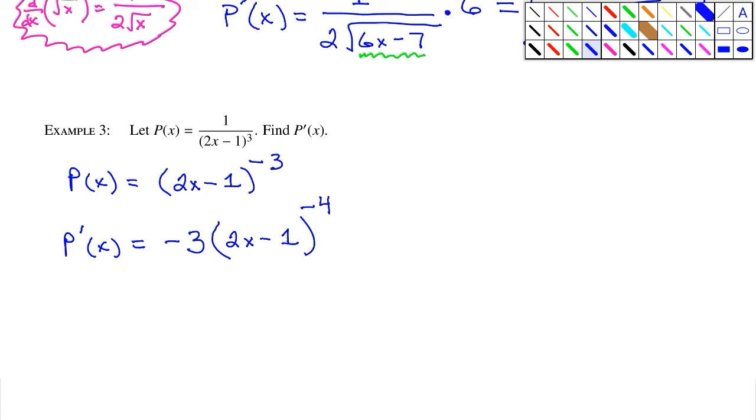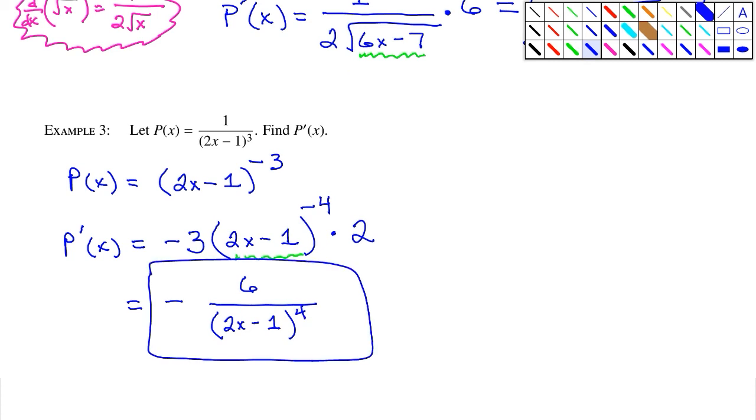Negative 3 minus 1 is negative 4, times the derivative of the inside. The derivative of the inside is 2. Negative 3 times 2 is negative 6. Return that term with the negative exponent back into the denominator, and we get 2x minus 1 quantity to the 4th power. And that's the derivative.